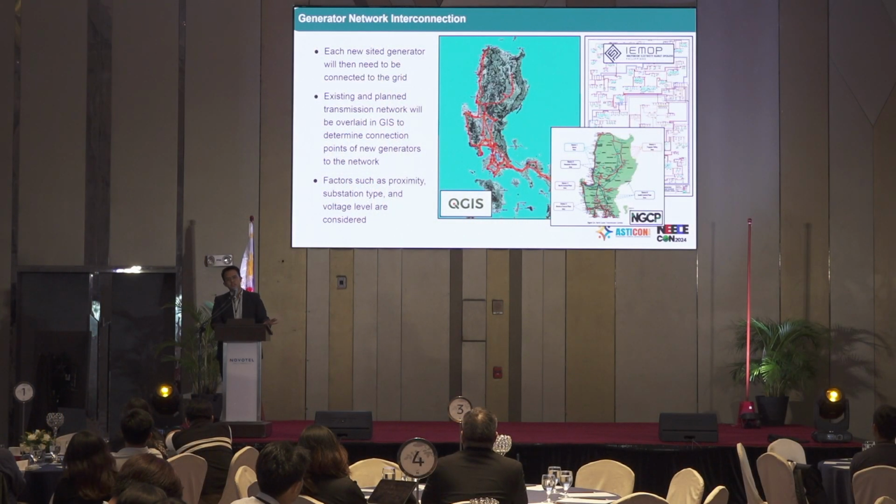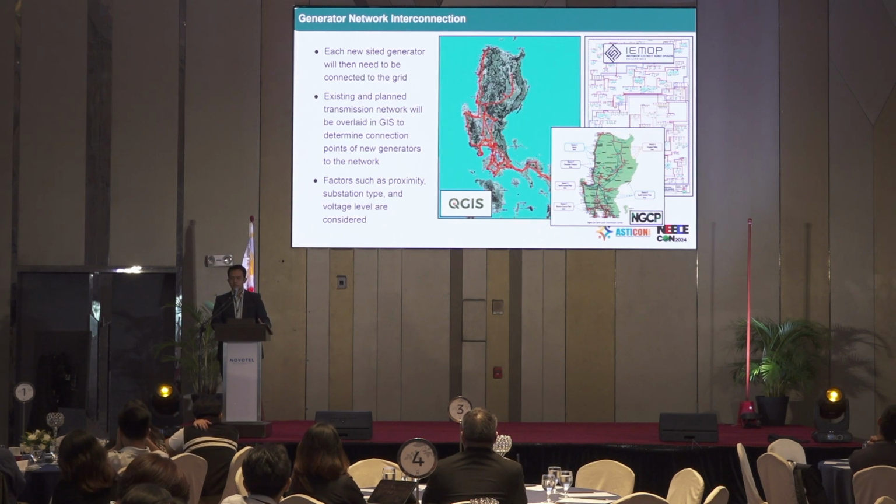Okay? So once we place the generators over the network, of course, we need to interconnect them to the grid. So each new sited generator will be placed in GIS again, and then we overlay the transmission network. This is something that we took from what Transco and NGCP had, but we translated it into GIS because there was no readily available GIS form for the transmission network. And one by one, all the generators that we have sited, we need to determine which is the best connection point.